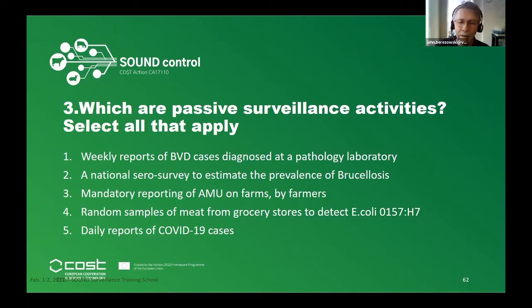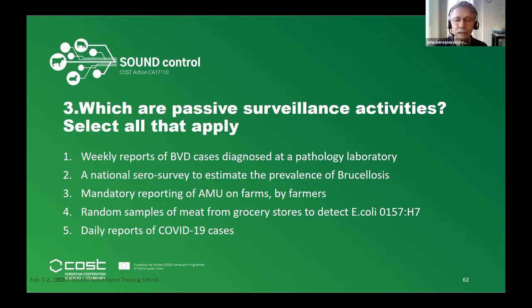Random samples of meat from grocery stores to detect E. coli. I thought this might trip people up a little bit, because it's random samples. So here, it would depend on what you thought was your target population. If the target population is cattle in the country, then it would be passive surveillance, because people submit their cattle to slaughter by their own choice. So you have no choice of which animals end up there.